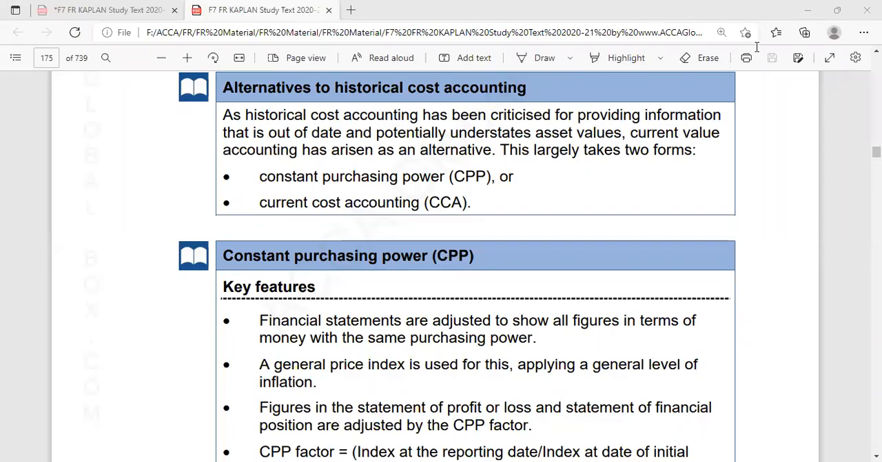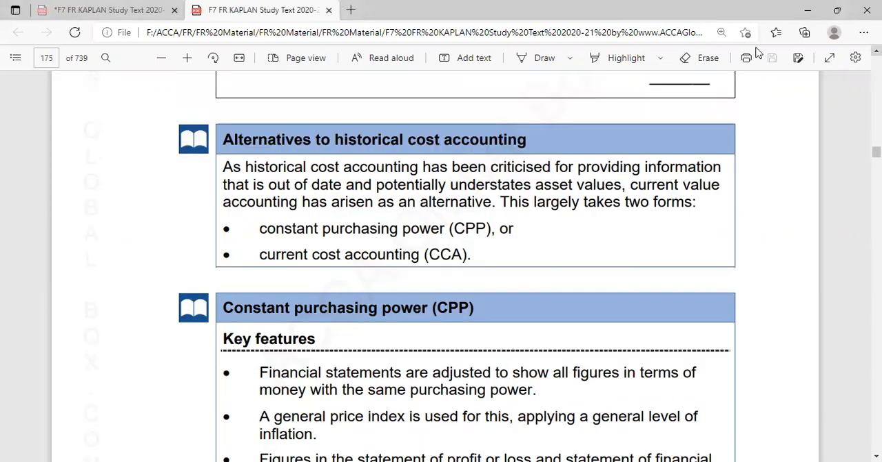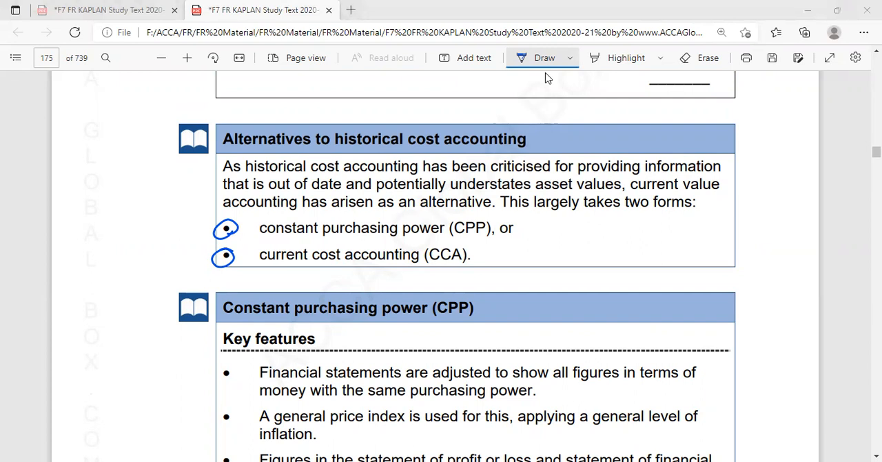So next, coming to the alternatives to historical cost accounting. There are two models: one is constant purchasing power, and another one is current cost accounting. So coming to the constant purchasing power.